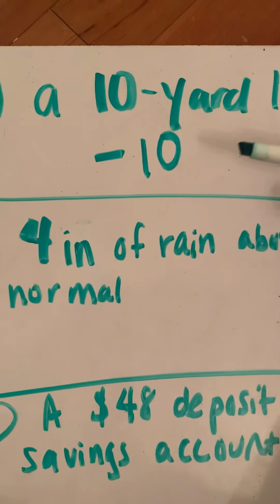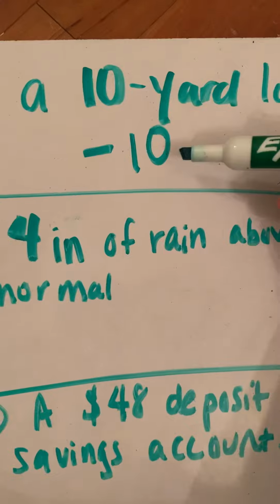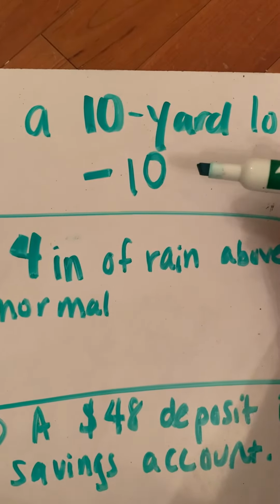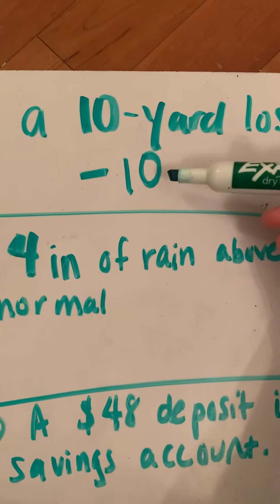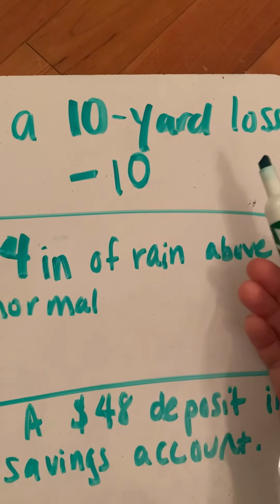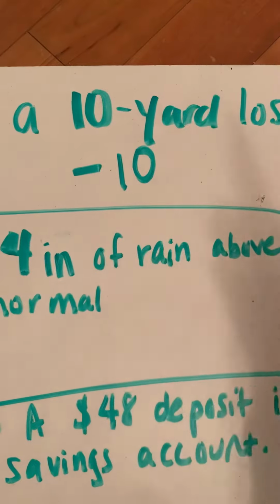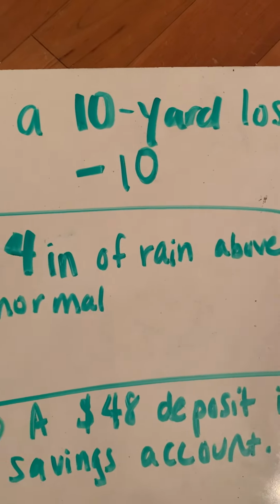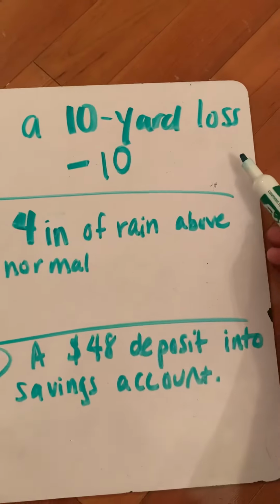Let's move on to this next one. Oh, before we move on to the next one, we want to know what the meaning of zero in this situation would be. Well, if it's a 10-yard loss, a zero would mean that you didn't lose or gain any yards if you said zero in relation to this question.